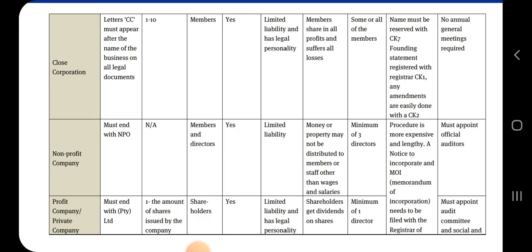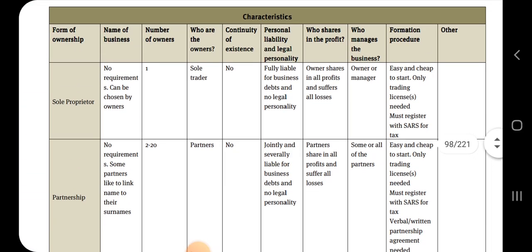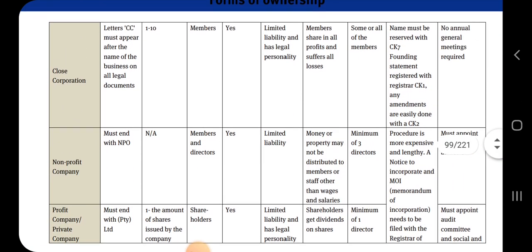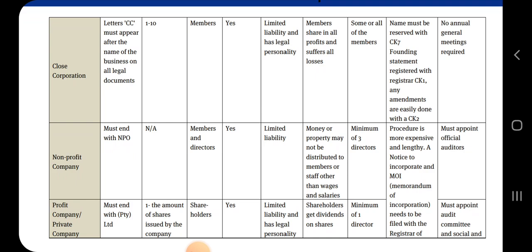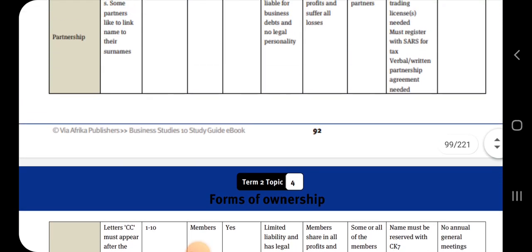But in a non-profit company, the name of the business, if you say Bokang, it must have NPO at the end. So you must show that this business is a non-profit organization. So the number of owners is not available, and then the owners of the business are called members or directors, and then it has continuity of existence. Yes, there's continuity of existence. So the non-profit company can exist even if the owners die. And then there is limited liability.